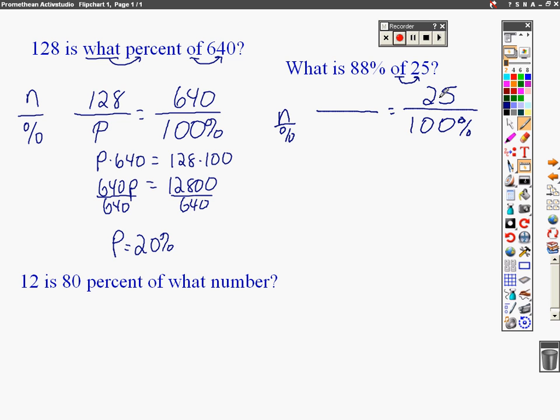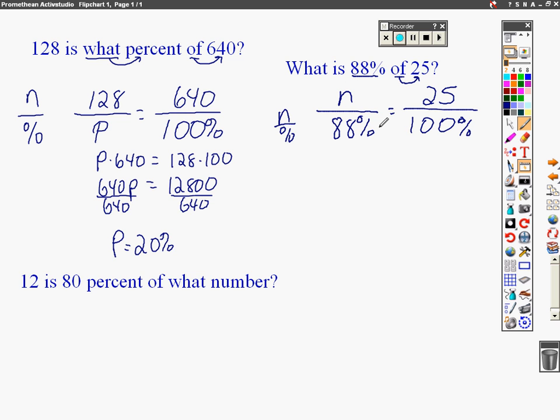Now we see there's just "what is 88% of 25". So we're looking for 88%. That's obviously another percent that goes in the denominator. So we can put that there. So what we're looking for is a number that is 88% of 25.